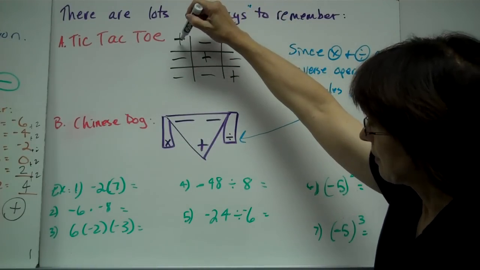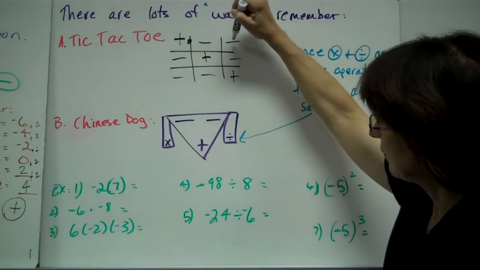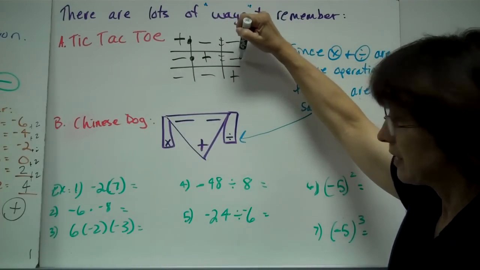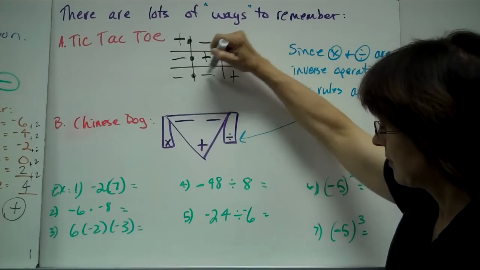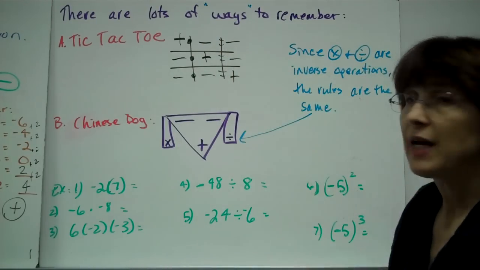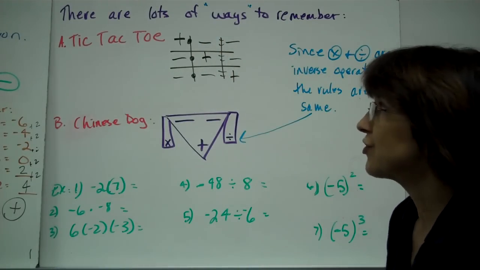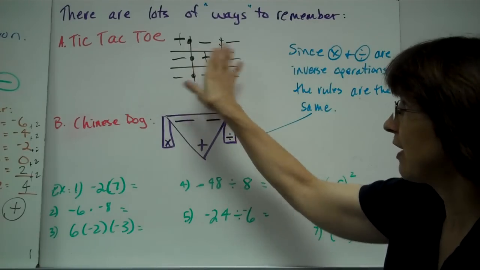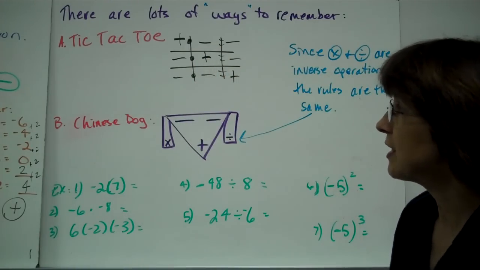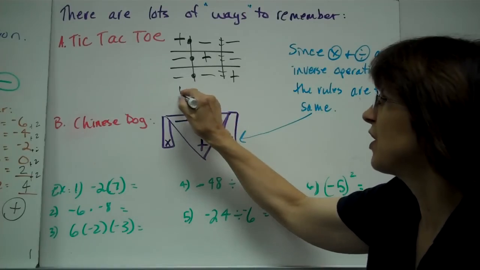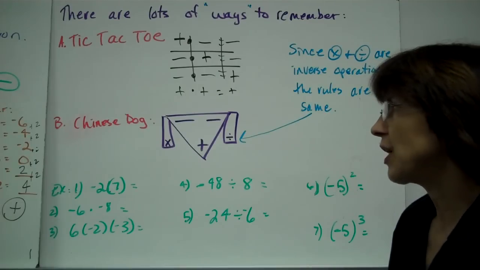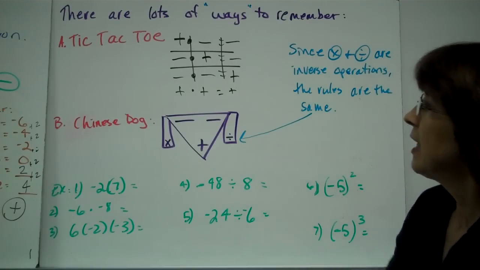A positive times a negative equals a negative. A negative times a positive equals a negative. A negative times a negative equals a positive. And that's how you can remember that. So you can just write that on the top of your sheet whenever you have problems like this to do, and you'll have that as a handy-dandy way. Of course, it doesn't have a positive times a positive because we already know that equals a positive.